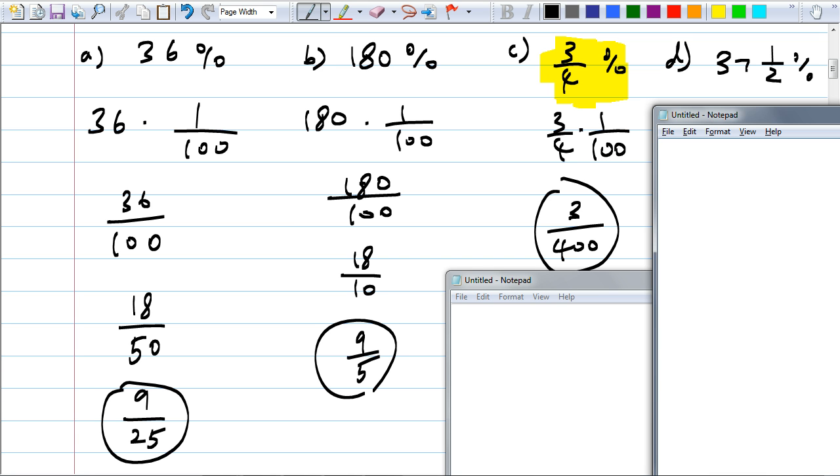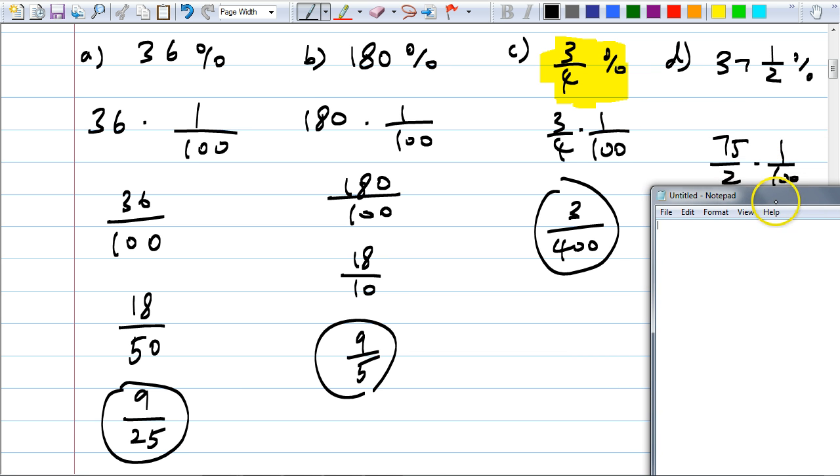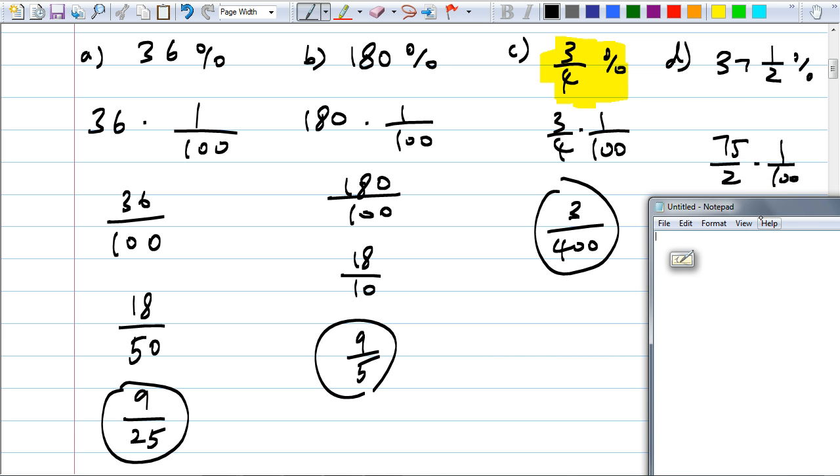Shouldn't take too long. Okay, how many people wrote down 75 over 2 times 1 over 100? Raise your hand. Very good. So then, what does this simplify to? Dominic, what did you get? 75 over 200. Got it. And then at the very end, you didn't leave it that way, did you? What did you get at the very end? 3/8.